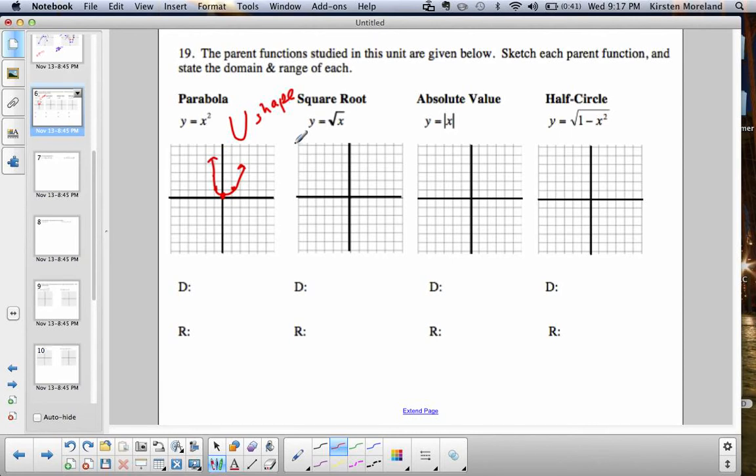The domain for this function, remember we did this last chapter, is we can put anything in for x, so it's negative infinity to infinity. But the range is from 0, because that's the lowest point, up to positive infinity.